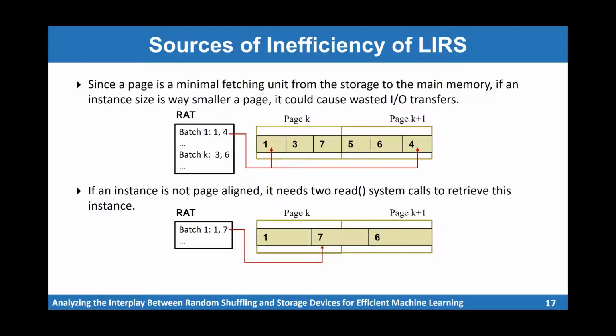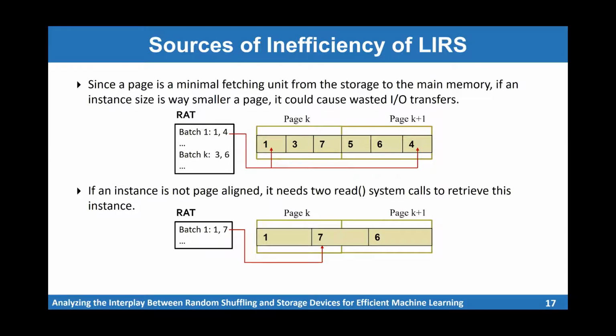A naive implementation of LIRS has some inefficiency due to the paging system, which brings data from the storage to the memory in the granularity of pages. In this example, the first batch contains instance 1 and 4. When we load the first batch into the memory, we bring in 2 pages. If other training instances in these 2 pages are used after these pages are evicted, then it causes wasted I/O transfers.